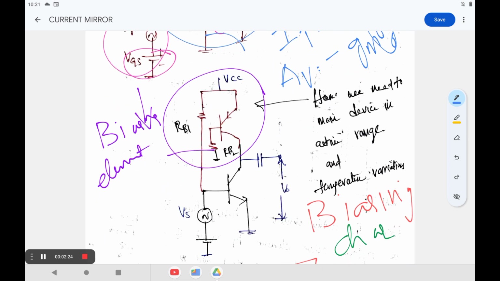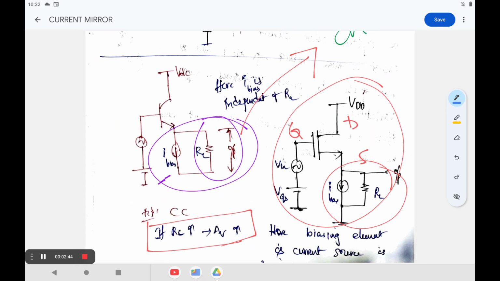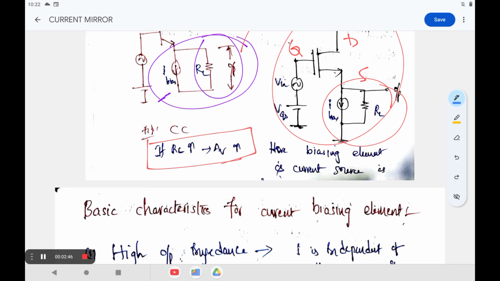For that purpose, we need a circuit that produces a constant current. That is a very important thing. So for that purpose, we shift to the current mirror circuit. This is all the basic information related to the current mirror. Just yesterday we covered all these topics, right? So let us move on.